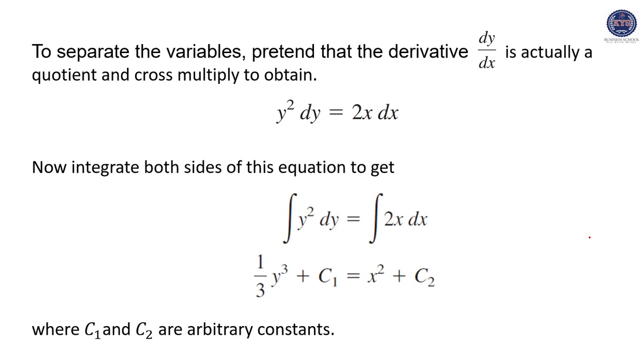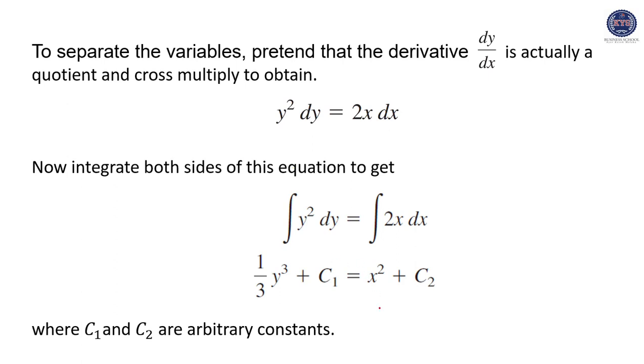So to separate the variables, pretend that the derivative dy over dx is actually a quotient and cross multiply to obtain y squared dy equal to 2x dx. For this, don't skip the step. Actually, you have to show how you separate the variables according to the variables. Now integrate both sides of this equation to get integrate of y squared dy equals integrate 2x dx.